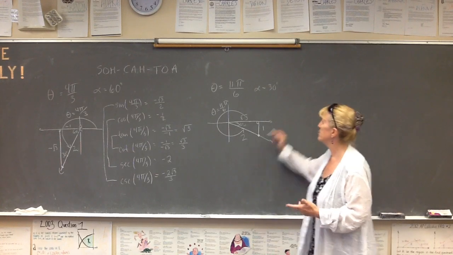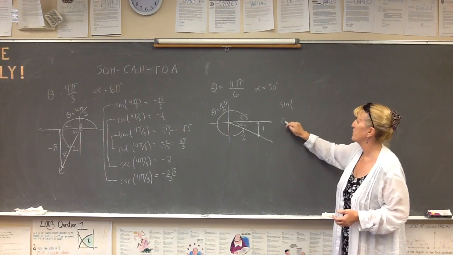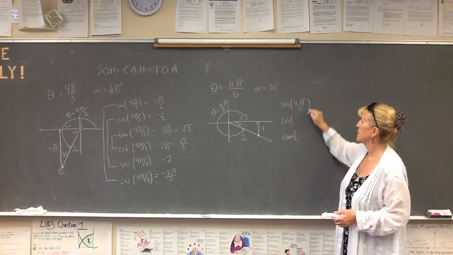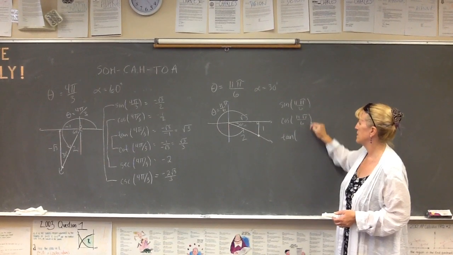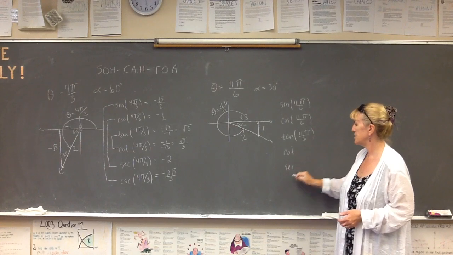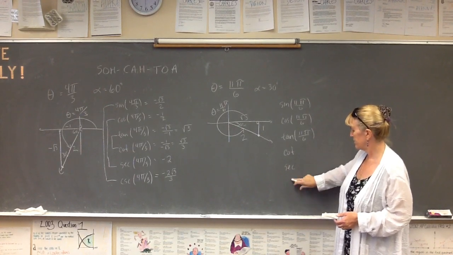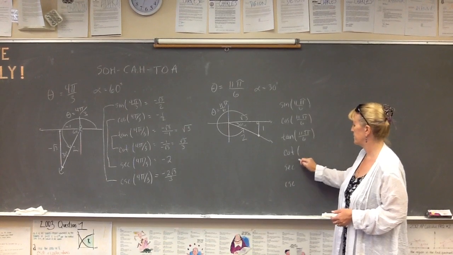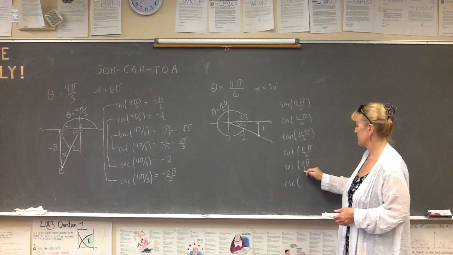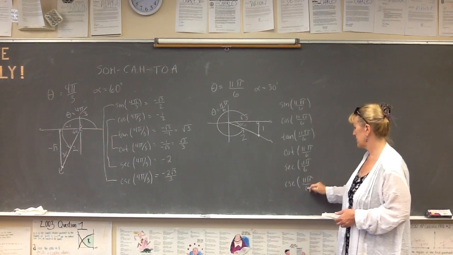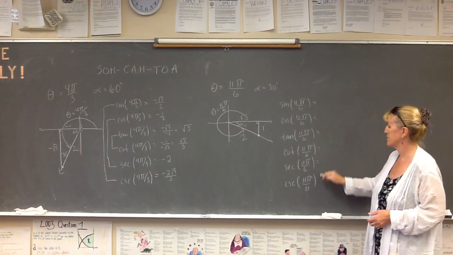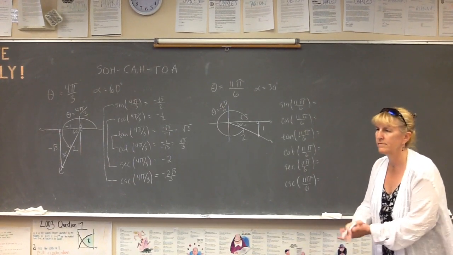Okay, so sine of 11 pi over 6, cosine of 11 pi over 6, tangent of 11 pi over 6, cotangent, secant, and cosecant. So let's go around the room. I'll start with you.